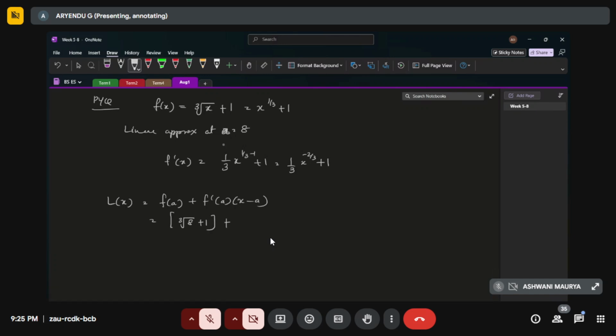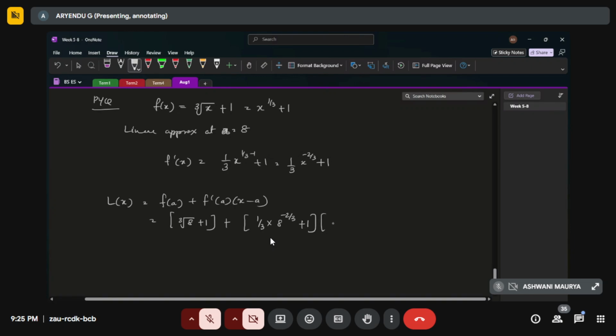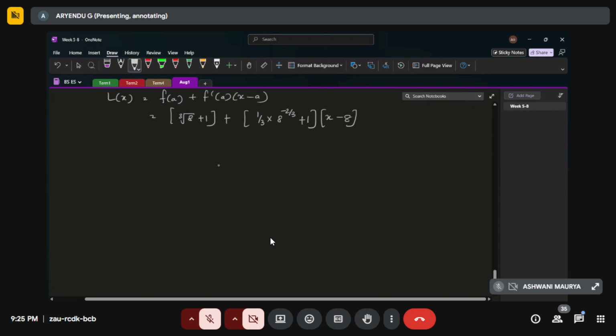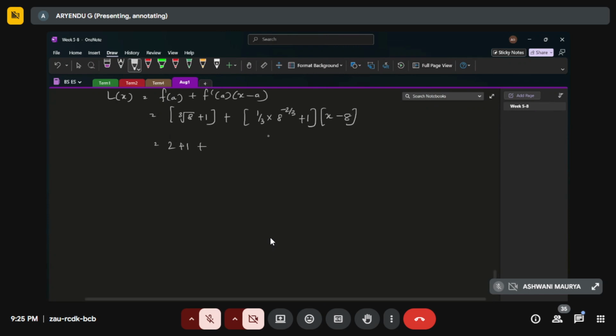Plus, we have to take the derivative of x at a: 1 by 3 into 8 raised to minus 2 by 3 plus 1. And into that we have to multiply with x minus 8. So if we do this, we can see that this is 2 plus 1 plus 8 cube 2 whole square. We have 1 by 3 into 1 by 4 plus 1 into x minus 8. So this is our function. If we can calculate that, we have 3 plus 1 by 12 plus 1 into x minus 8. So this is what you will get.